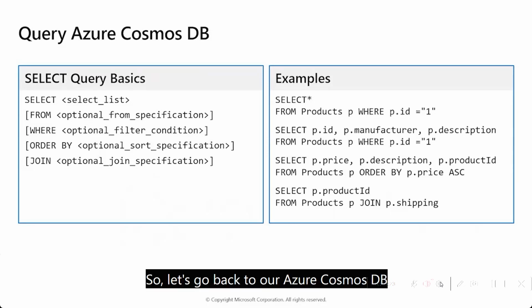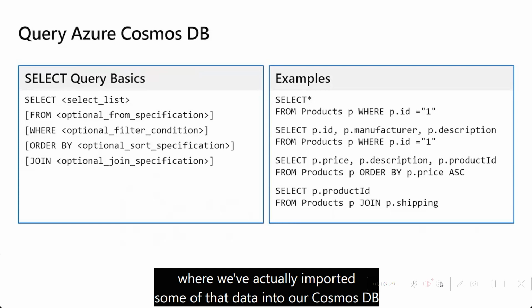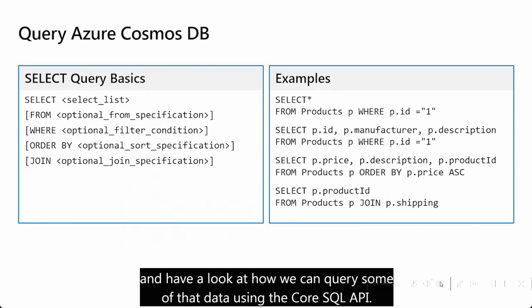So let's go back to our Azure Cosmos DB and our Azure portal, where we've actually imported some of that data into our Cosmos DB, and let's have a look at how we can query some of that data using the Core SQL API.